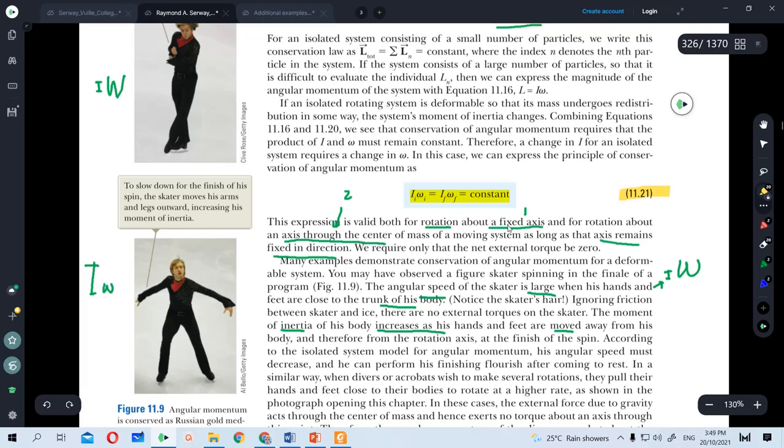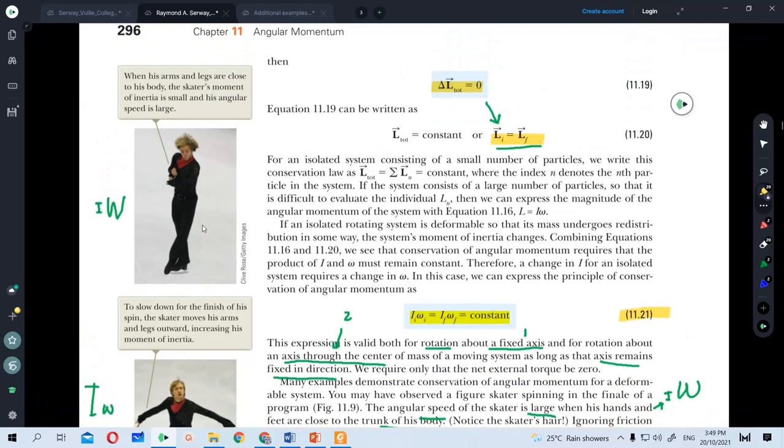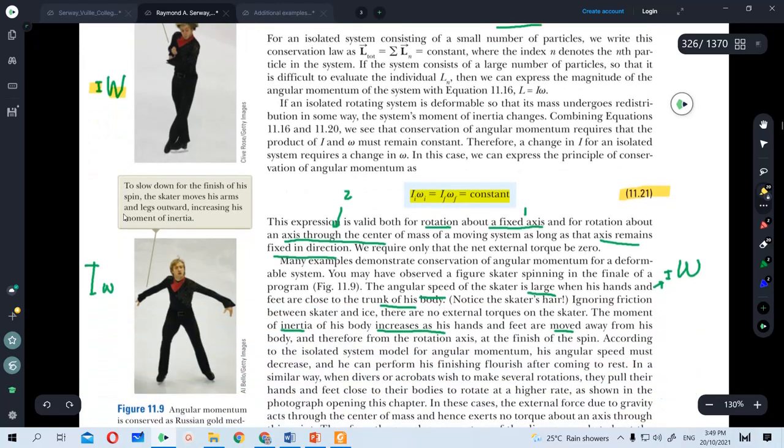This example shows you a dancer, whereby when he spins, at the moment he pulls his arms and legs close to his body, the overall moment of inertia gets smaller, and therefore the angular speed would be larger.